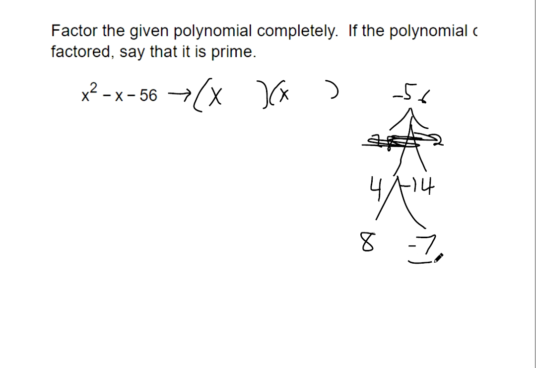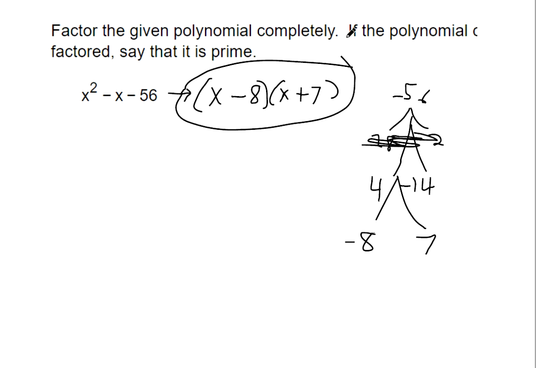But 8 plus negative 7 makes positive 1. It needs to be a negative 1. So let's switch the negative sign over here. Now negative 8 times 7 makes negative 56. Negative 8 plus 7 makes negative 1, just like it's supposed to. So that's our combo that needs to go here. Okay? And that's it. That's factored.